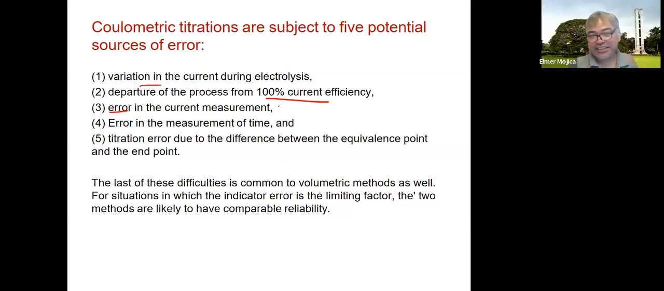And just like a typical titration, you also have the titration error. So based on Chem 32, titration error is just the difference between the equivalence point and the endpoint. So as you could see, the last of these difficulties is common to volumetric methods as well. So for situations in which the indicator error is the limiting factor, the two methods are likely to have comparable reliability. Okay, another way of differentiating the two, you have to do coulometric titration with a specialized method. And unfortunately, we don't have that in every lab.